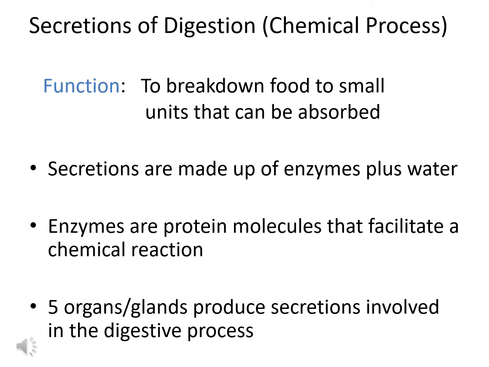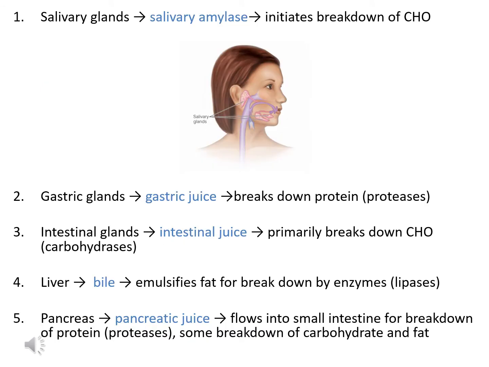We're going to take a look at 5 different organs and or glands that produce these necessary secretions that are involved in the digestive process. So in the GI tract, we're back again at the entry point. In your mouth, there are salivary glands, and salivary glands contain salivary amylase. This is the secretion which is required to start the breakdown of carbohydrate, or most specifically starch molecules. The second gland to note, these are our gastric glands, and they produce what's known as gastric juice.